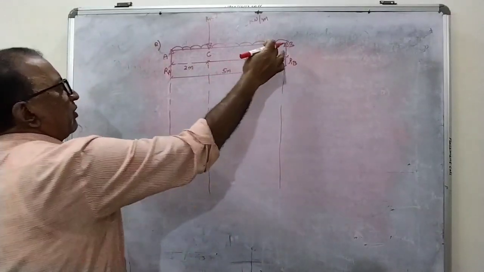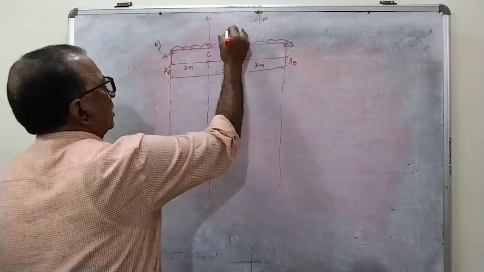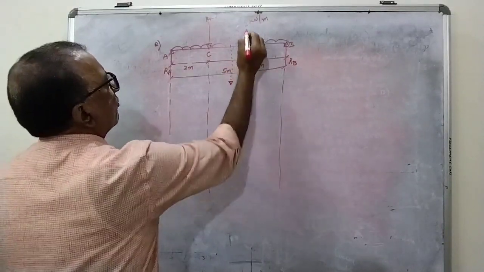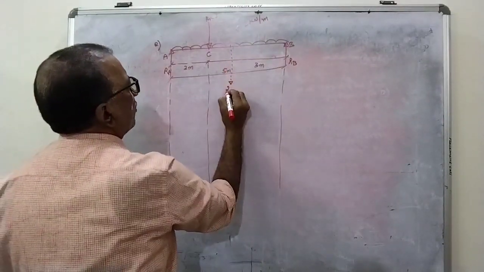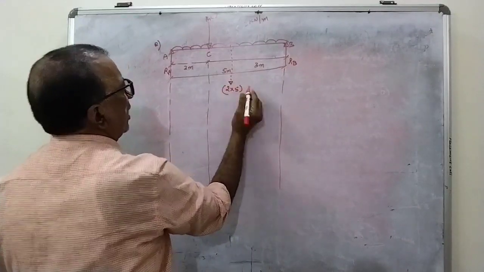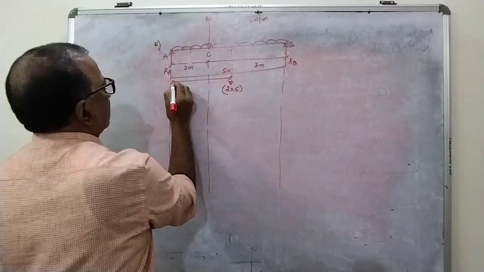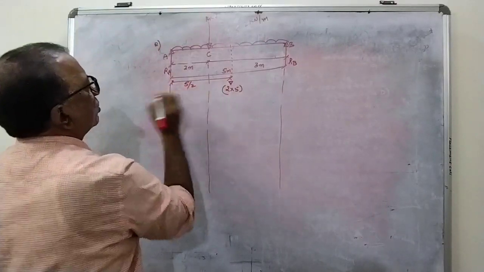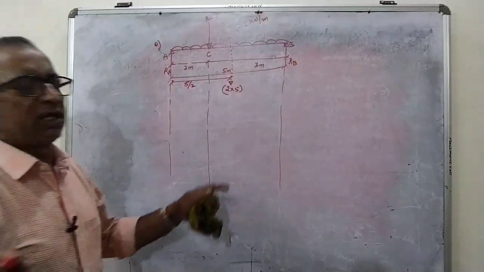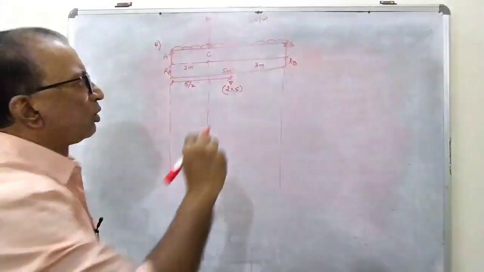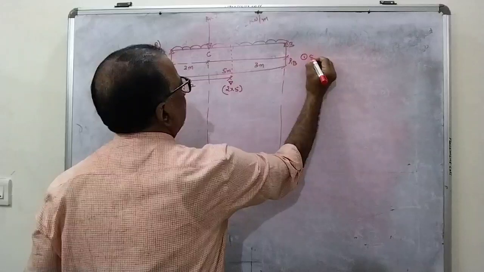As I told you, whenever there is a UDL, you draw the equivalent point load for this UDL. For 1 meter it is 2. For 5 meters it will be 2 into 5. Why? Because for total 5 meters it is acting. What is the distance from the left support? 5 by 2. So how many loads are there on the beam? 2 into 5 and then 10 kilonewtons load. 2 loads are acting. So now first one is support reactions.